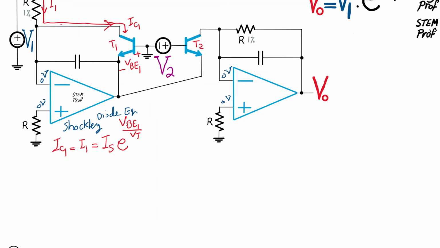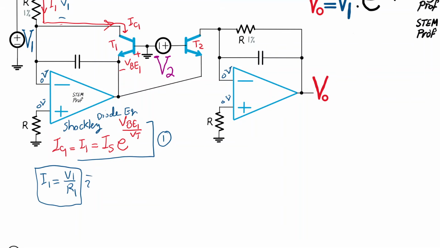And I'm going to use that. So let's stick with that one as equation 1. What else can we write here? Well, I can just also add that we have I1. So the current I1 is equal to V1 divided by R1, because as I said, V1 appears fully across R1. So therefore, the current I1 is V1 over R1. So that is also equation 2.